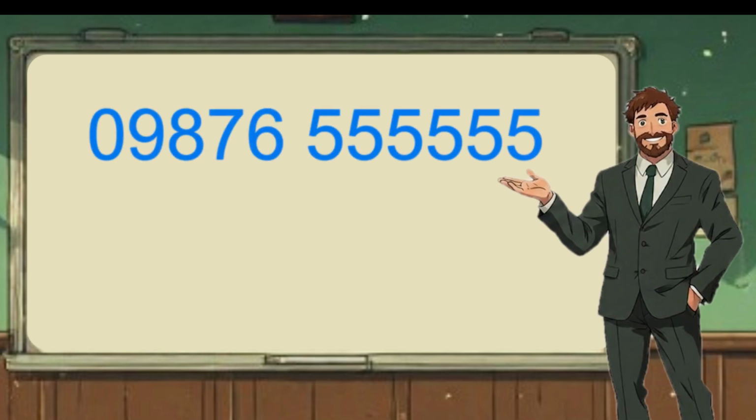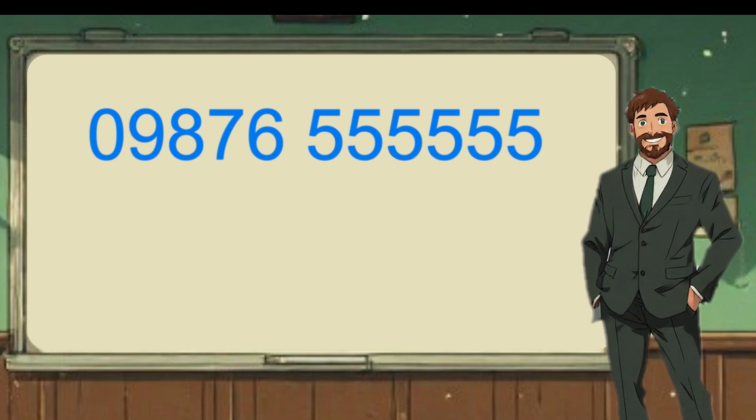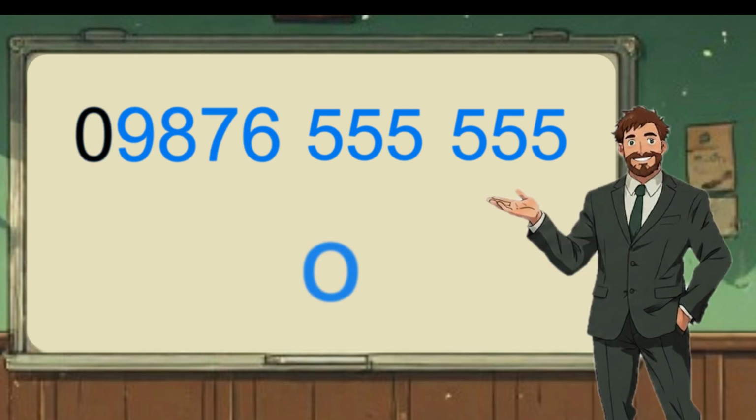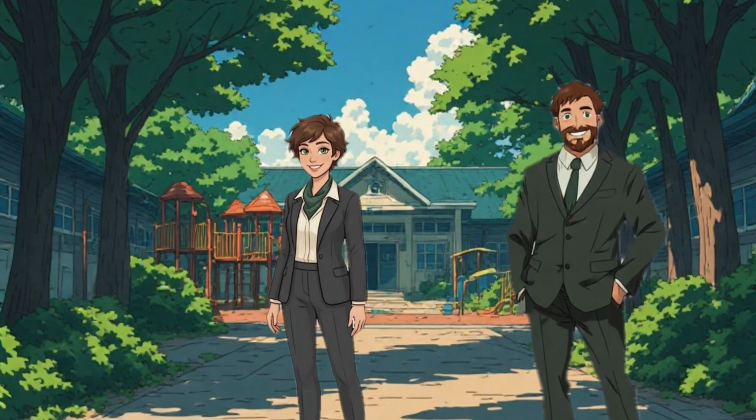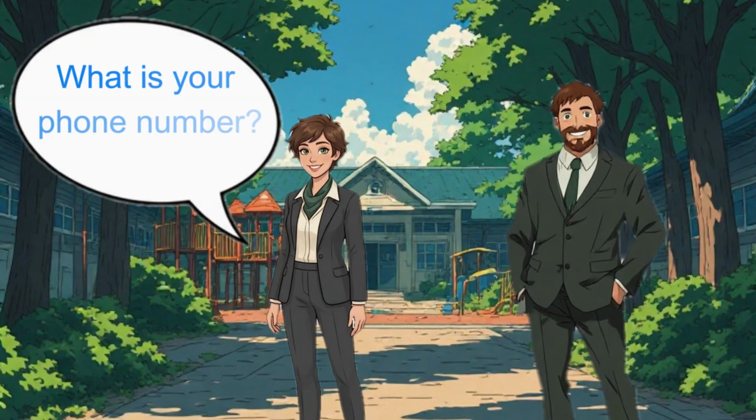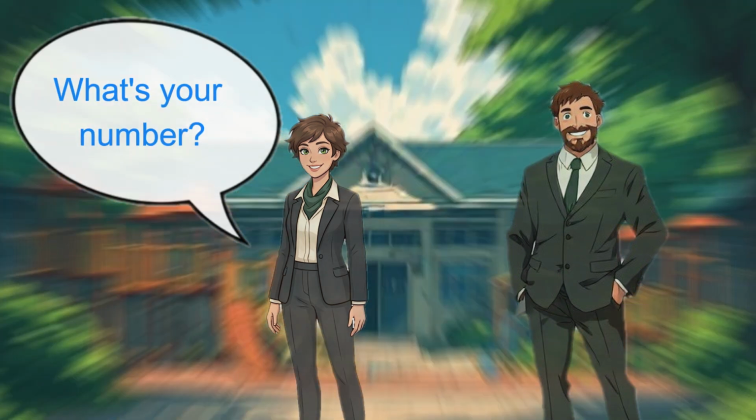A mobile number in the UK is often 11 digits long, and let's look at this example: 09876 555 555. In English, we usually pronounce the 0 as the letter O. We also group them so they are easier to remember. You would say 09876, pause, 555, pause, 555. If you're asking someone for theirs, you'd say, what is your phone number, or what's your number?